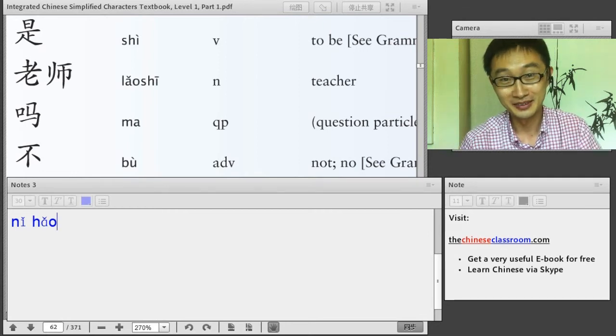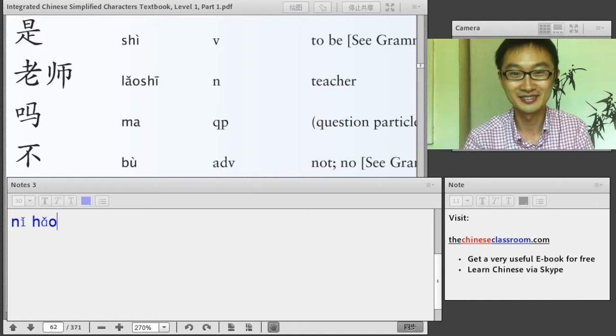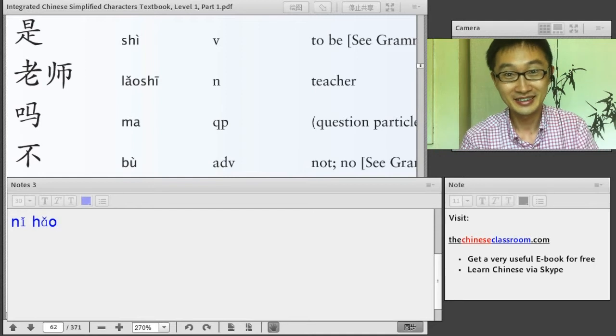Today we're going to learn the new vocabulary. Okay, so let's start. First, 是.